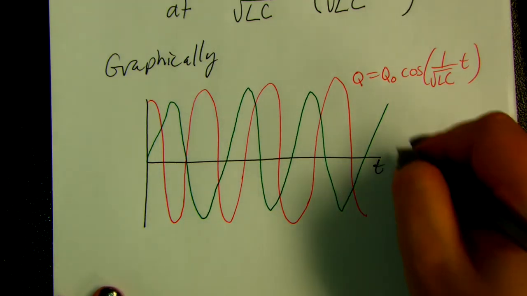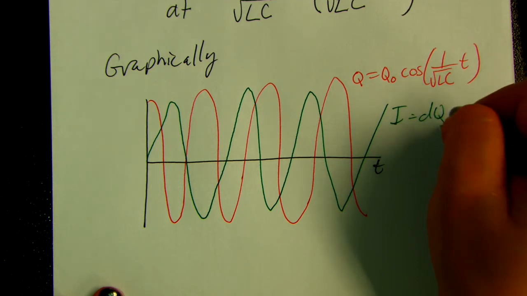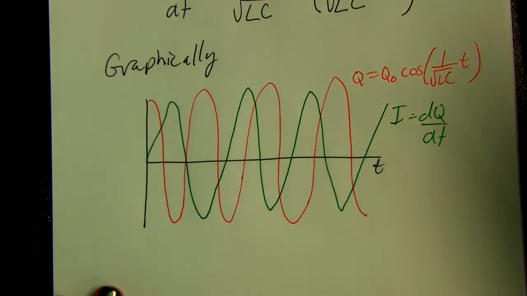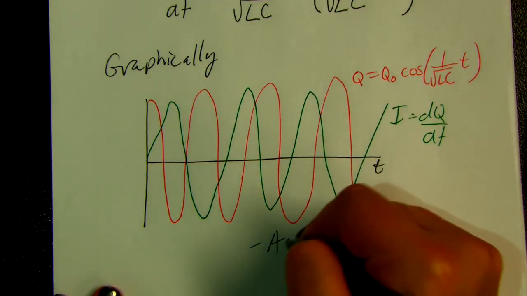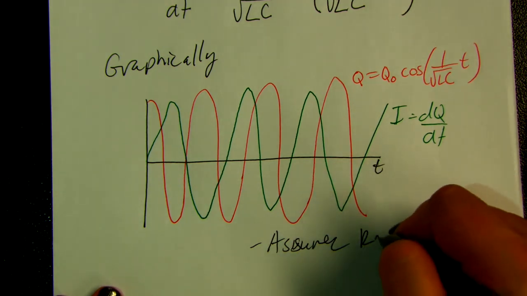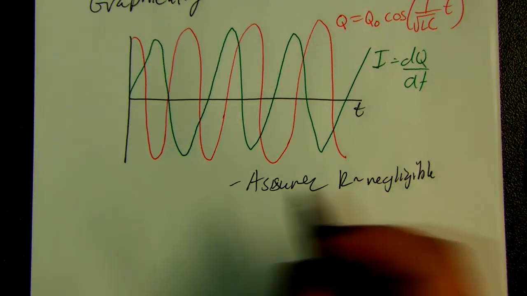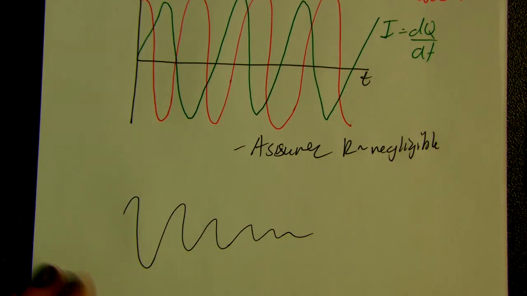So you have I is dq dt, and you can see that there's that ramp up there. Now, this of course assumes R is negligible. If R is not negligible, you would see this dampening effect for both of them. I'm not going to, I've already botched one, I'm not going to go for botching two.